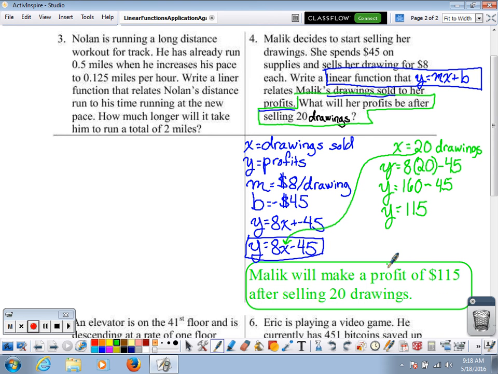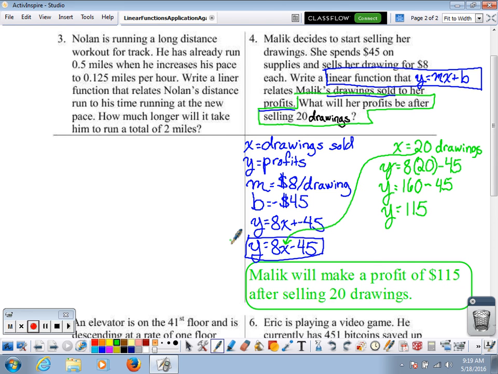If you get that she's going to have $11,000 after selling 20 drawings, well, maybe, but not at $8 per drawing. It's where you have to consider the parameters of the story. They say that she's selling them for $8 a piece. She's not going to have thousands of dollars on 20 drawings, not at that rate. Now if she increases the price, sure. But you have to consider the parameters of the story.